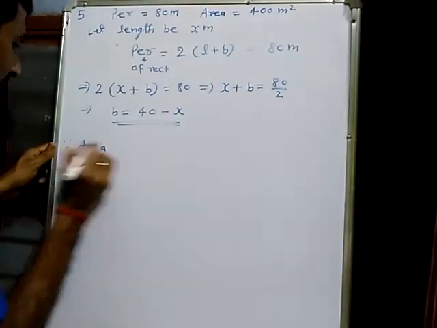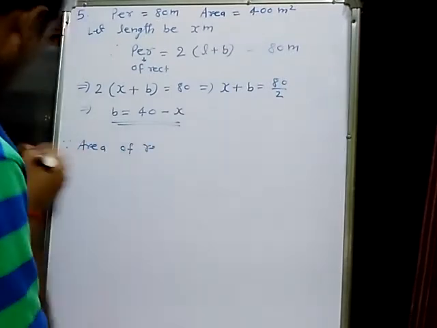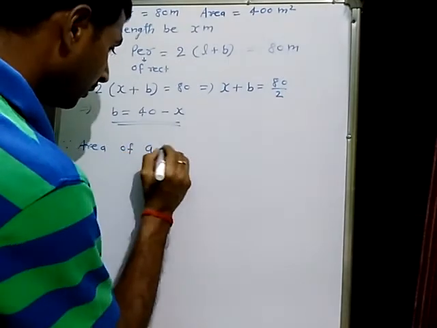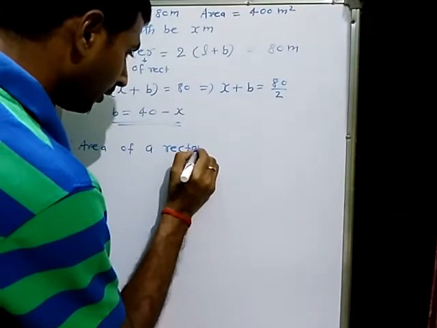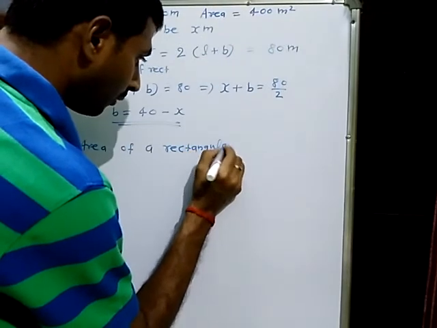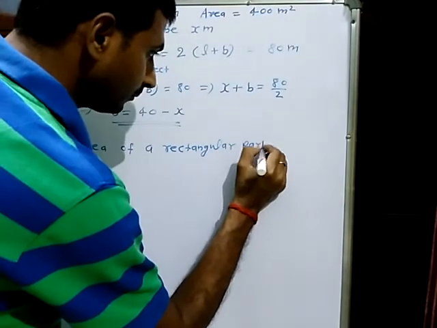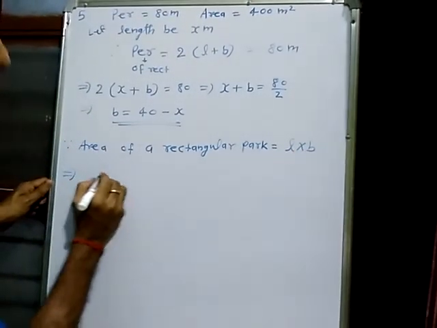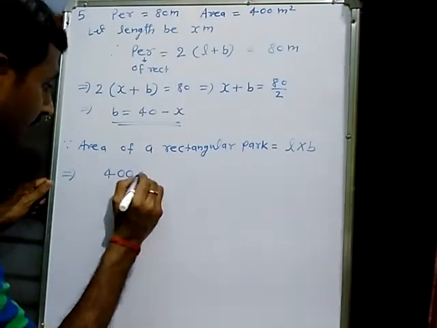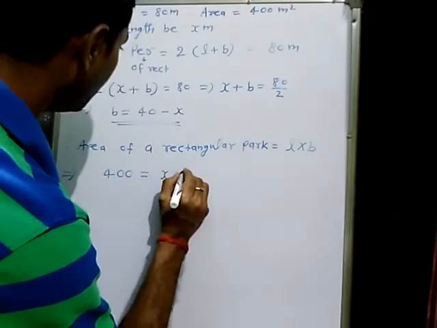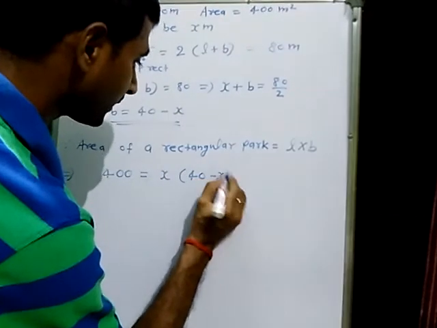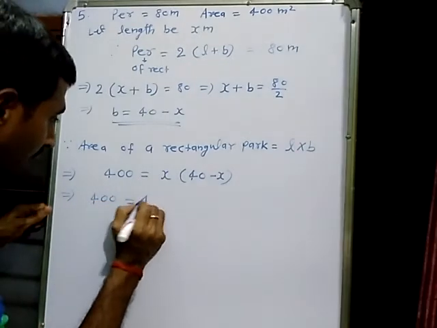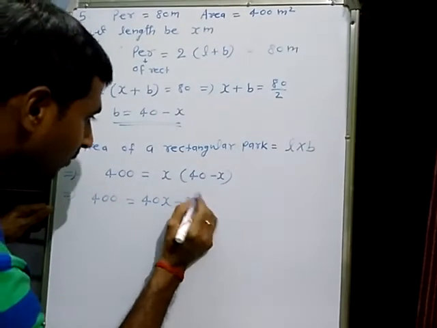Since the area of a rectangular park is equal to L into B. Given the area of this rectangular park is 400, so 400 is equal to L times B. L is x and B is 40 minus x. So solve it: 400 is equal to 40x minus x square.